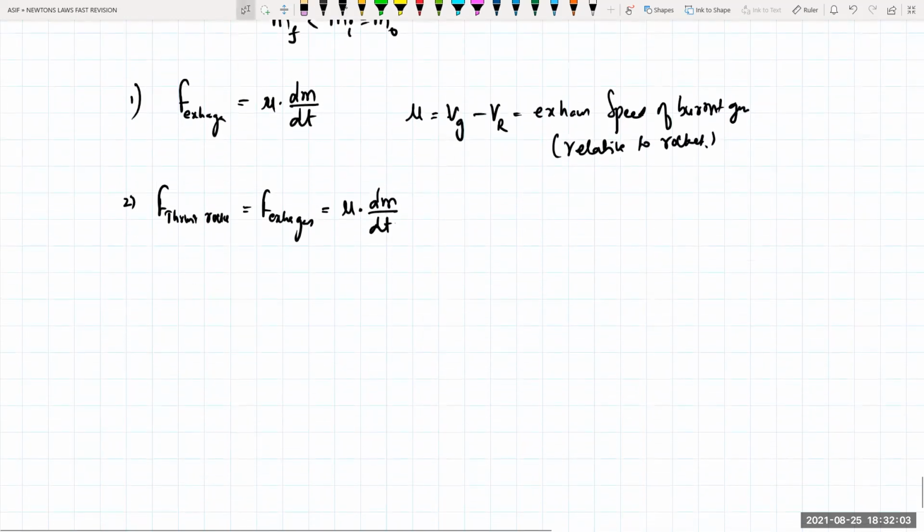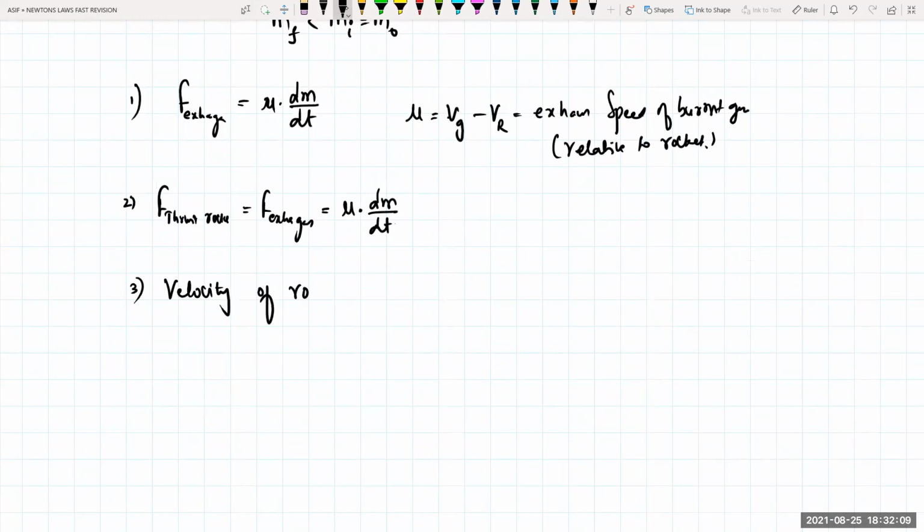Yes. Sure. And one more formula: velocity of your rocket after time t. So that will be equal to V is equals to V naught plus u log of M naught divided by M. Last year also you derived this. Yes, sir, I told you once.